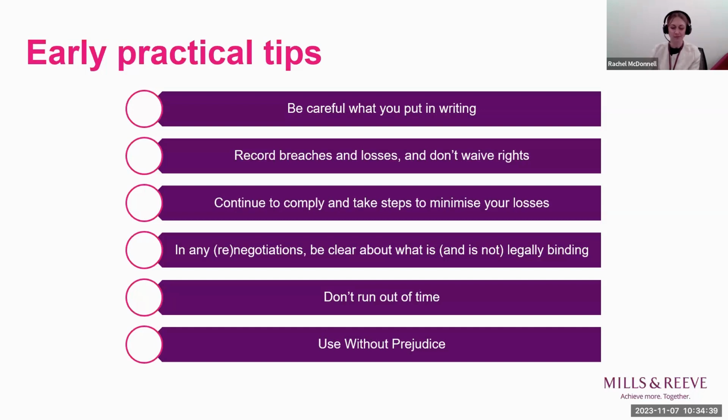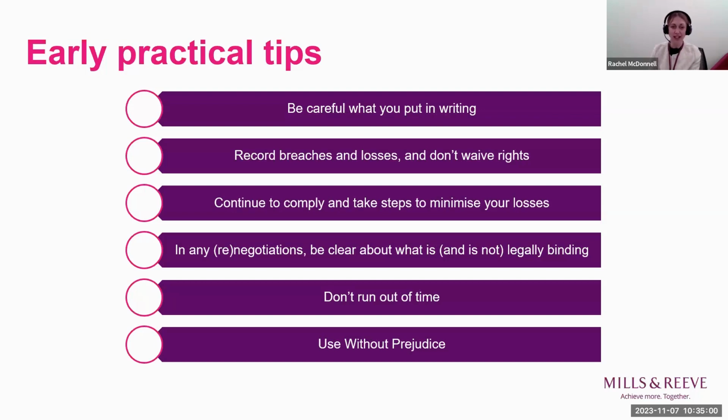The second one is speak up about various breaches and keep a record of them. If you say nothing, the other party might rely on that as evidence that you've waived your rights. Also, contemporaneous records of losses suffered by you will become really important evidentially going forward.